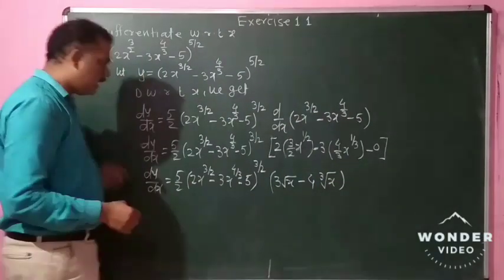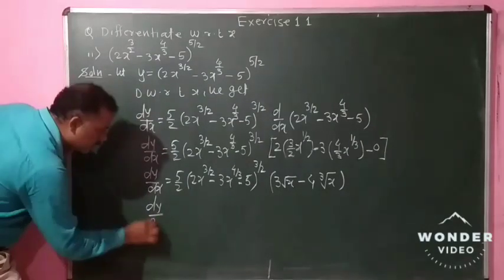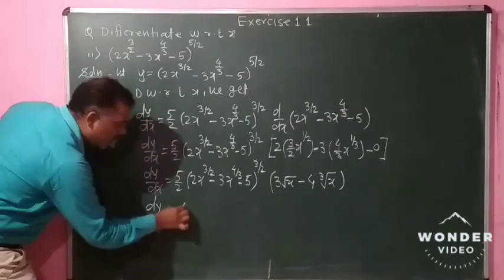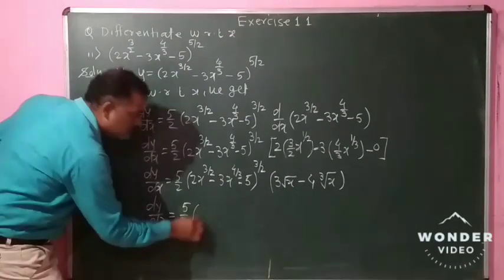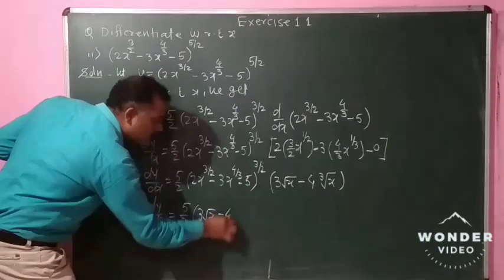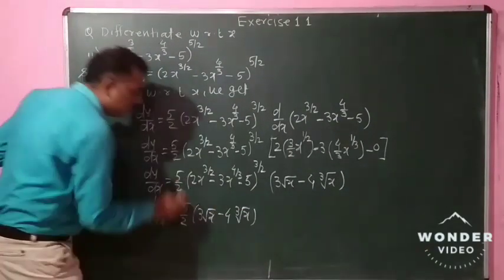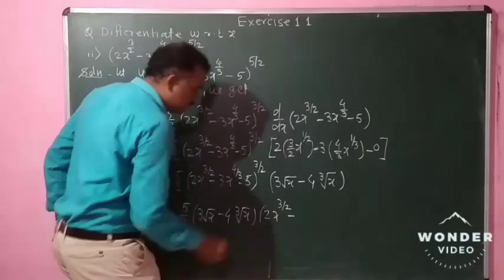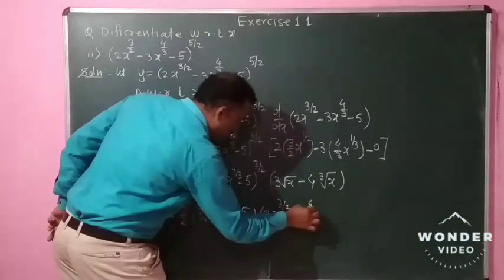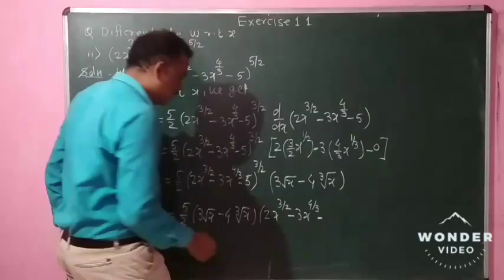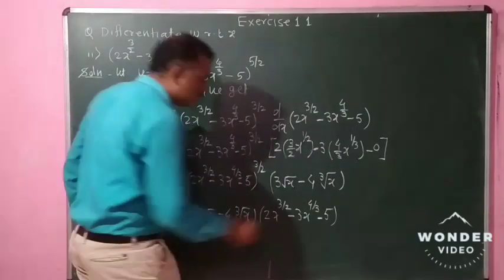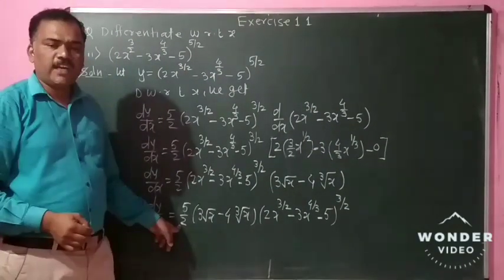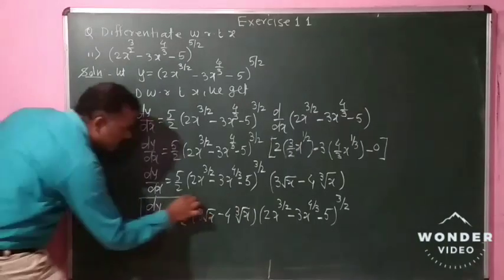Now we rewrite as it is: dy/dx is equal to, writing the first term, 5/2 into (3 root x minus 4 cube root of x) into the bracket (2x^(3/2) − 3x^(4/3) − 5)^(3/2). Okay, this is the required answer. We have to bracket this one.